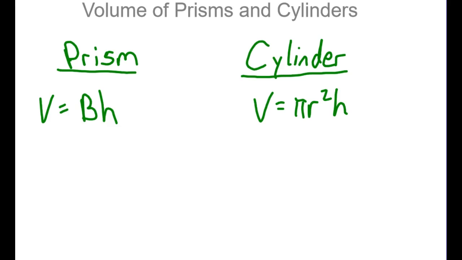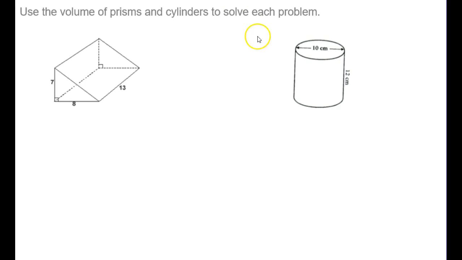First, we need to review the formulas for the volume of a prism and a cylinder. For a prism, volume is equal to base times height. This base referring to whether it's a triangular base, a square base, rectangular base, the area of whatever that whole bottom portion is, times the height. And then we have a cylinder. The volume is equal to pi times the radius squared times h.